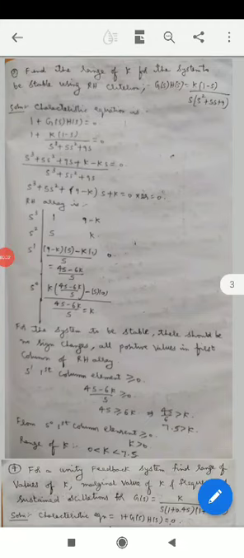Dear students, we'll continue with the problems with respect to the RH criteria. The next type of problem which can be asked is to find the range of K for which the system is stable using RH criteria. The open loop transfer function G(S)H(S) will be given, and you have to find the characteristic equation.